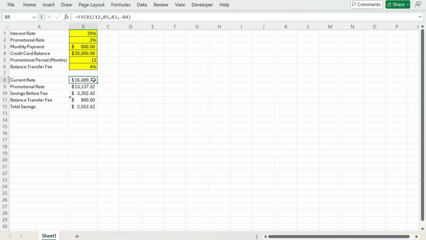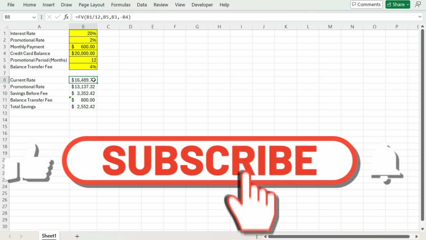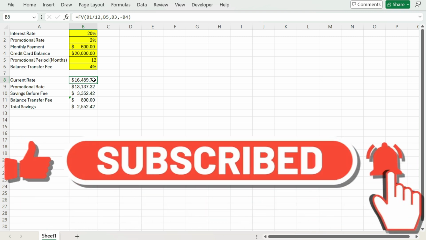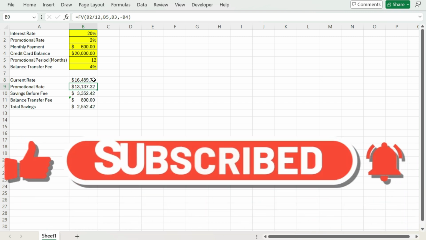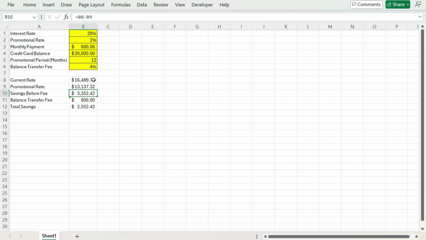It's really all you need to do is factor in the interest rate, your monthly payment, and your balance, and then Excel will do the rest. So you don't have to worry about creating any full-blown schedule as to what your payments would be. Just the FV function will allow you to compare what your balance would be at the current rate, at the promotional rate, and then the difference being your savings less your balance transfer fee, and then you've got your total adjusted savings after those fees. So I hope this helps you in making your decisions whether to go forward with a balance transfer or if you're comparing different cards.